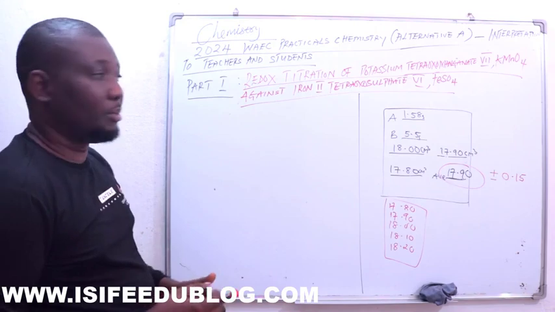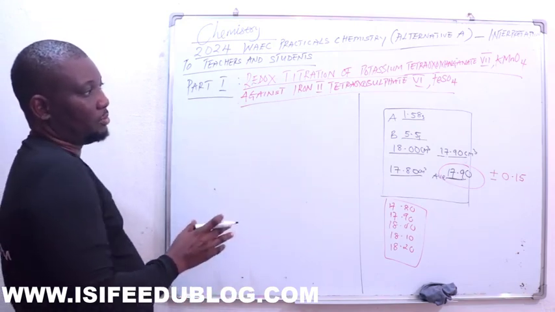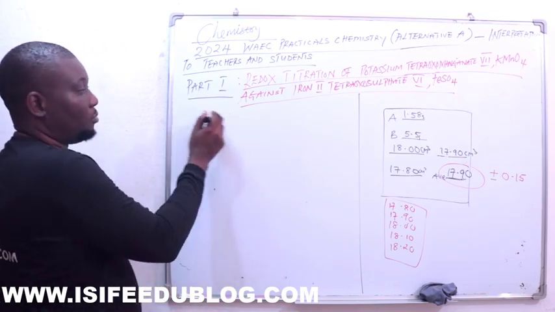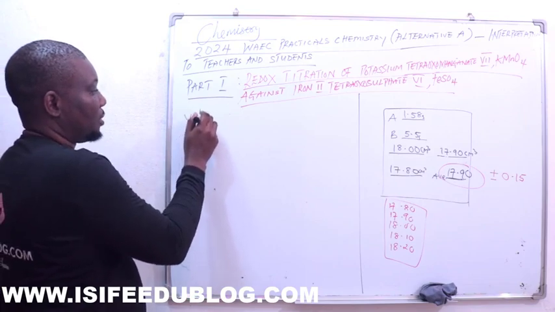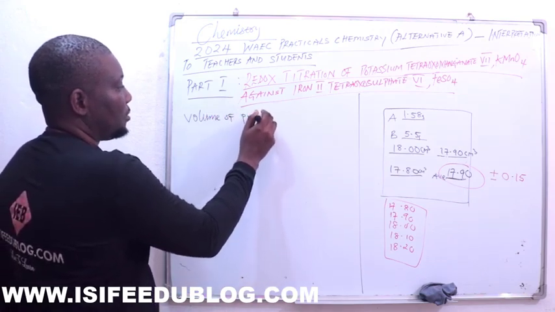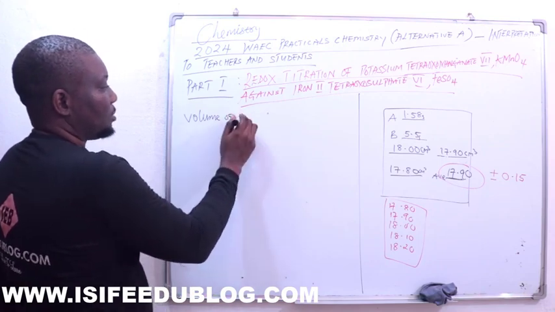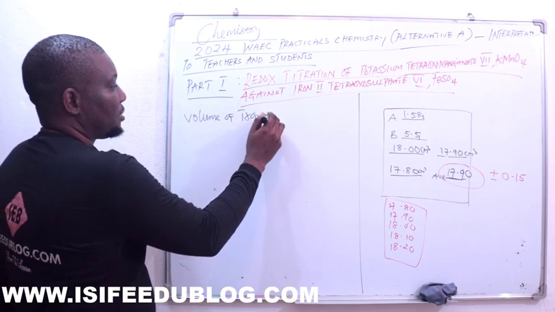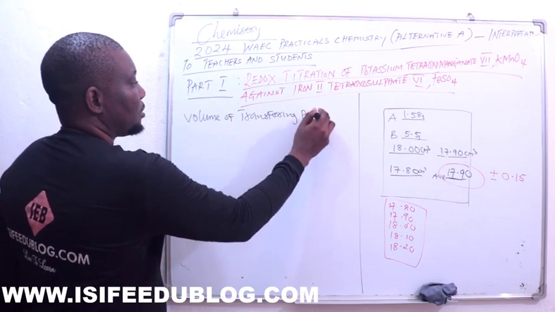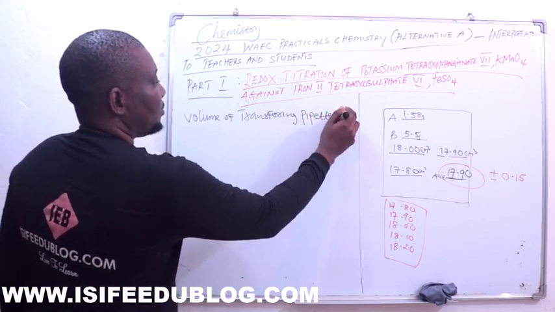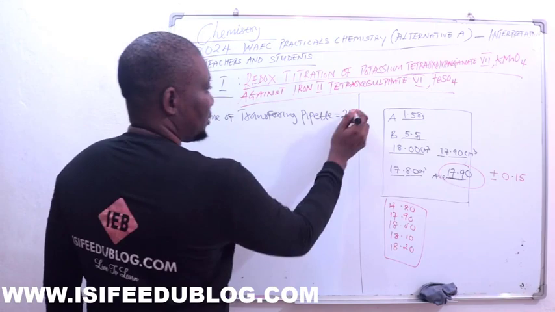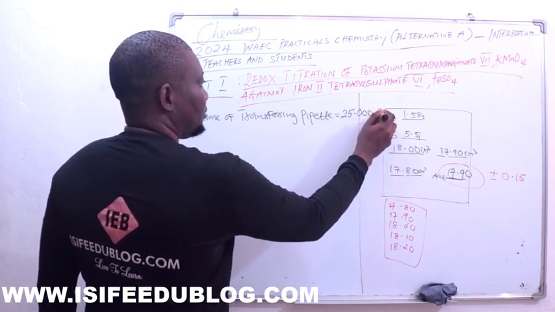Like I said, I'll start with the table. But before the table, there is something the student is expected to do, which is to record the volume of pipette, which of course is called transferring pipette. It should be recorded as a matter of fact, which is 25. Always keep it in decimal places. You can also write it as 25.0 centimeter cube.